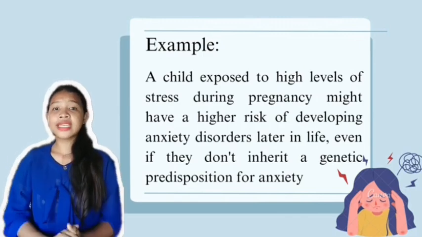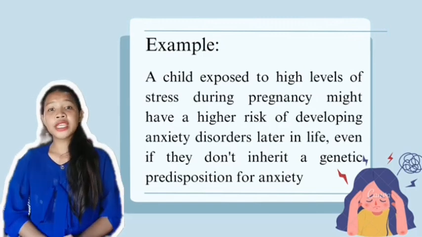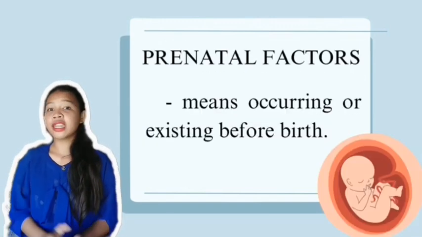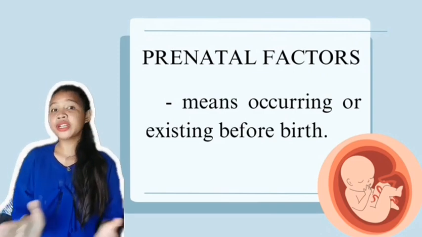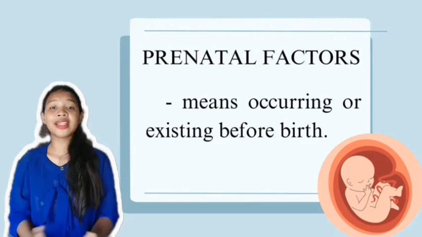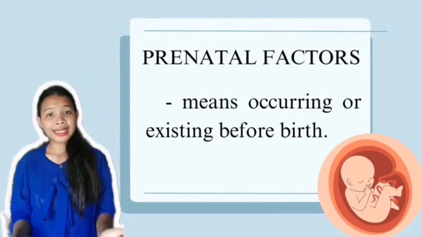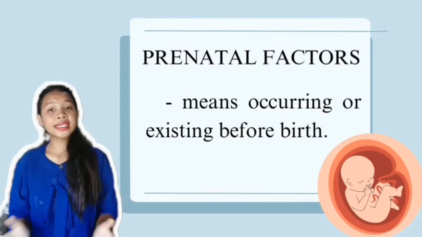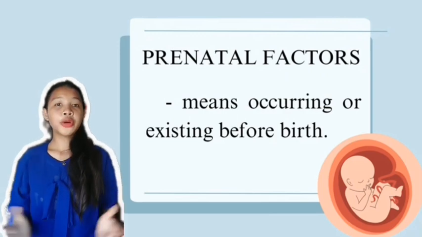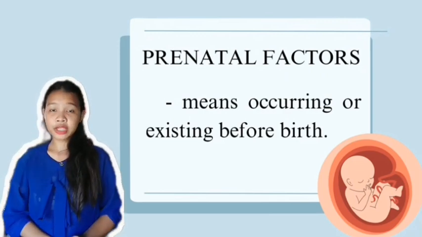So now we have the second factor, which is the prenatal factors, and it's also categorized into two, which are the maternal health and environmental exposure. So class, when we say prenatal factors, it means occurring or existing before birth. So now let's proceed to its categories.